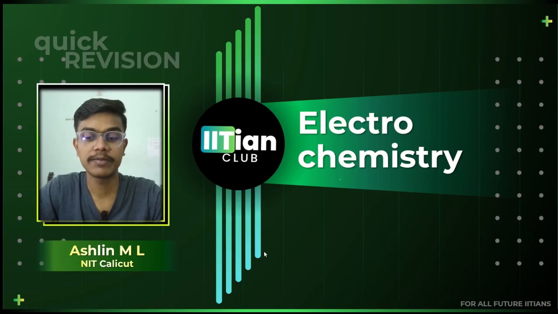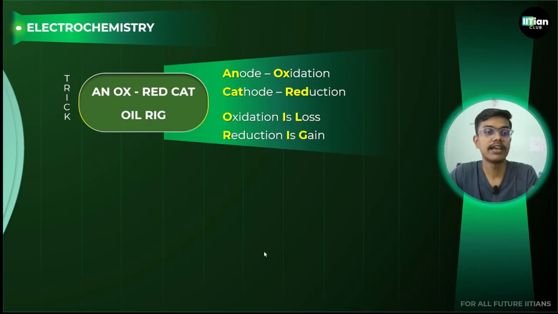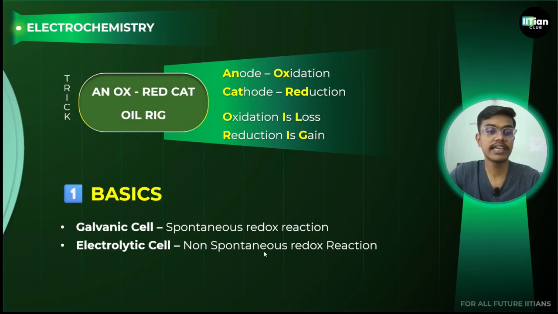Next up, we have electrochemistry, and we'll start with a quick trick, which goes like this. AN OX, RED CAT: anode corresponds to oxidation and reduction takes place at cathode. And OIL RIG: oxidation is loss and reduction is gain of electrons. Next, we have some basics. Two types of cell which we'll be dealing with in this chapter are galvanic cell and electrolytic cell. Galvanic cell is a cell where a spontaneous redox reaction takes place, and in an electrolytic cell, a non-spontaneous redox reaction takes place, and this is used in electrolysis.